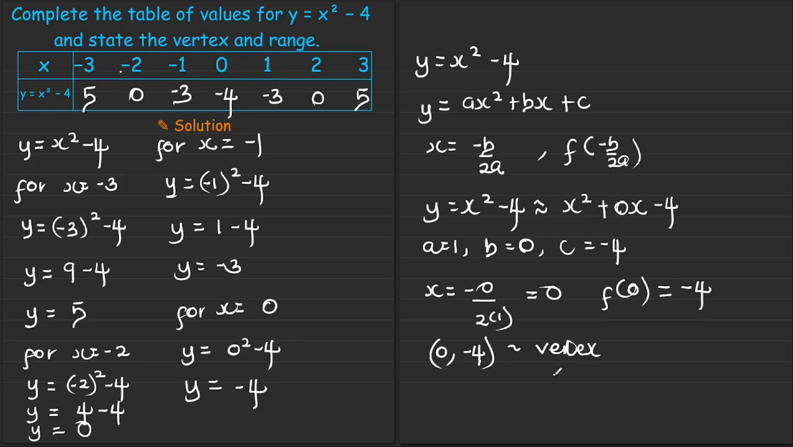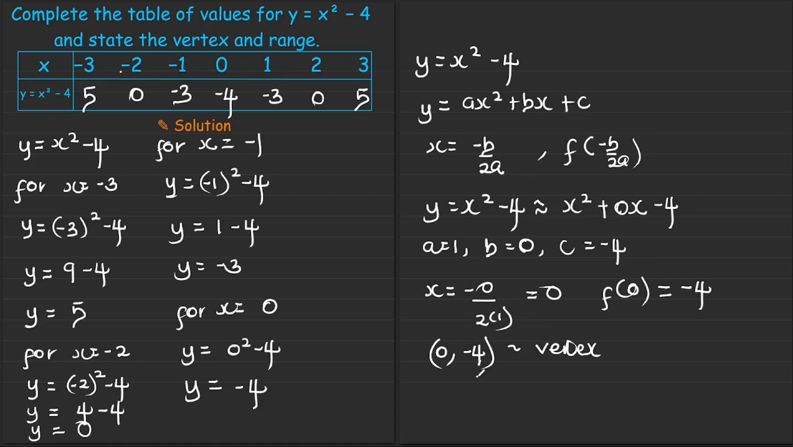And you see, you would have easily been able to tell from your table, but it is not always safe. For this, you could easily tell it was 0, negative 4. But to confirm and then be sure of your answer, I would always prefer you solving it out. Now, the second part says we should state the range.